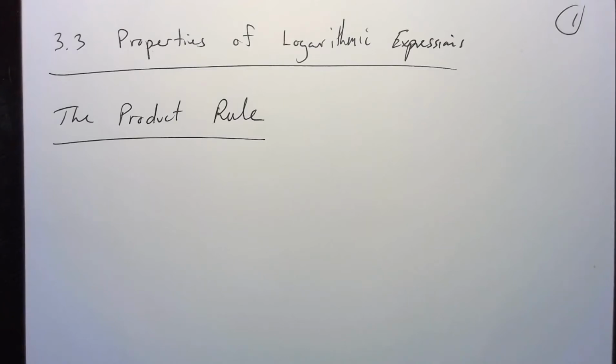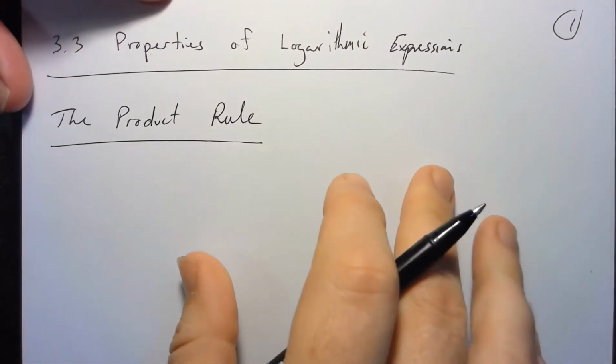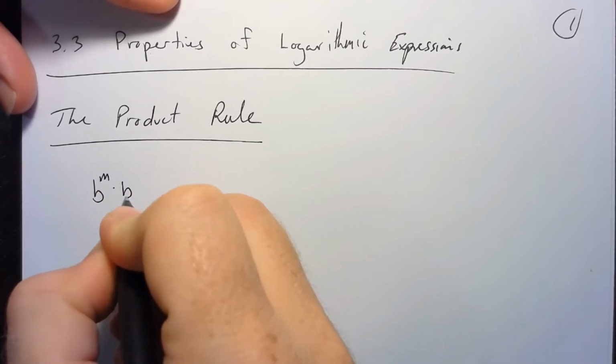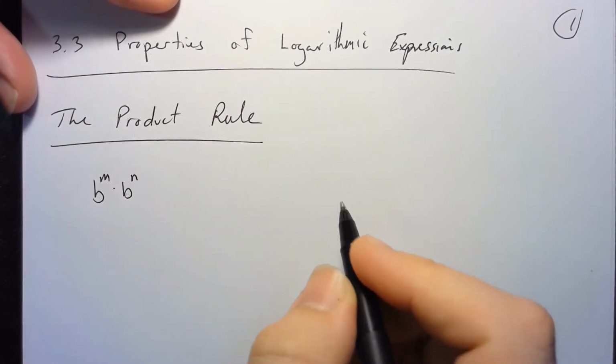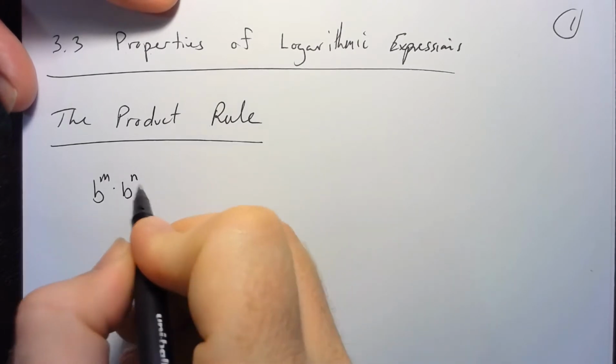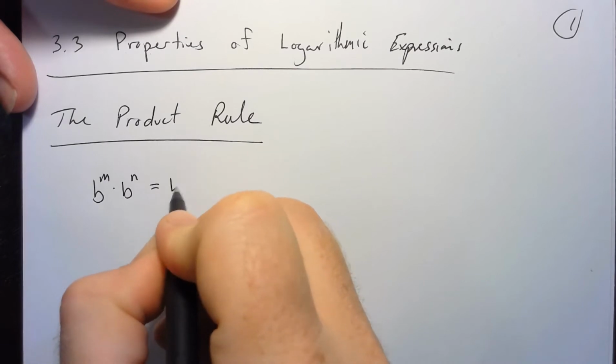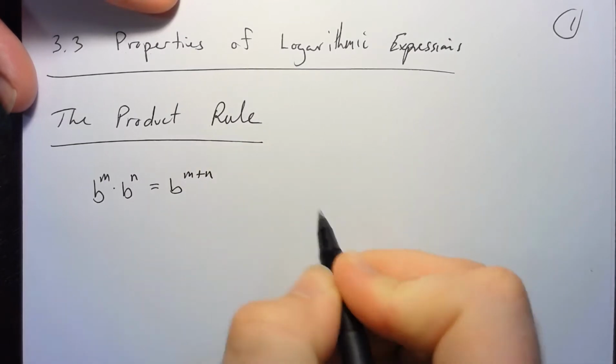In this video, we'll be looking at the properties of logarithmic expressions, specifically the product rule. When looking at the product rule, you have to remember that we're technically talking about exponential functions that have been converted into logarithmic expressions. So when we're looking at this expression right here, you have to recall that b to the m times b to the n, what you're going to do is add the two exponents together when combining.